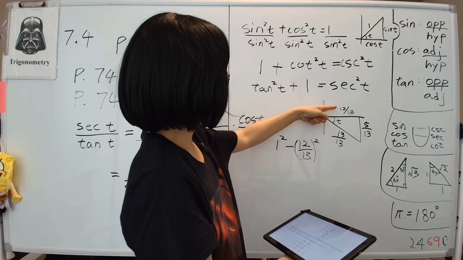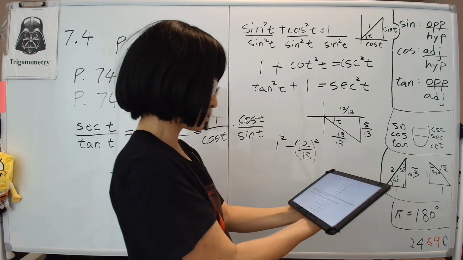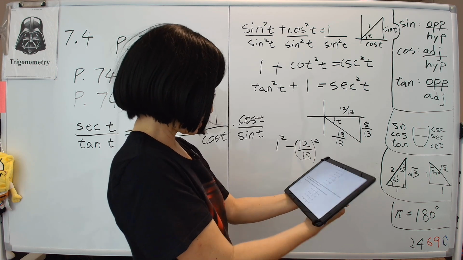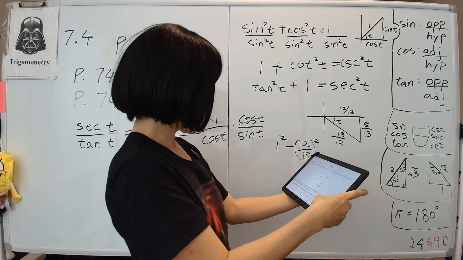Cosine of t is 12 over 13, positive, because the x value is positive. Does it say that anywhere? Where's cosine? I'm not seeing the cosine on this page. Did they forget to do the cosine?